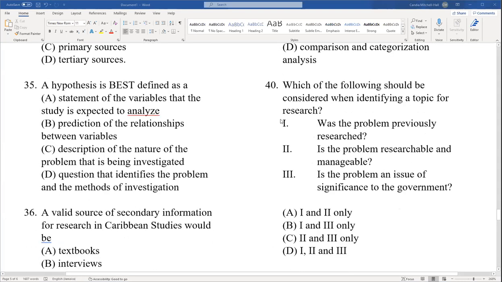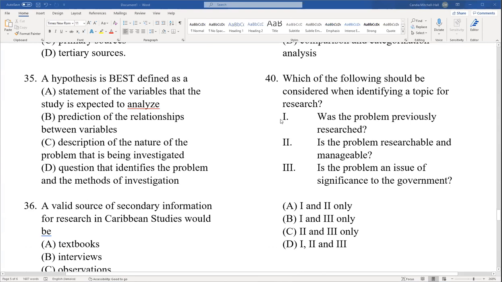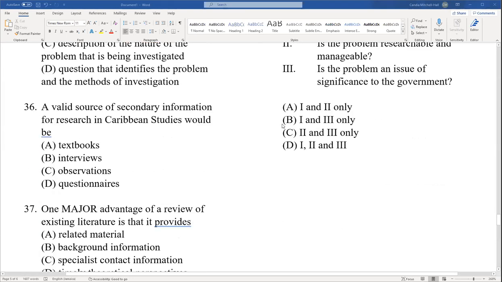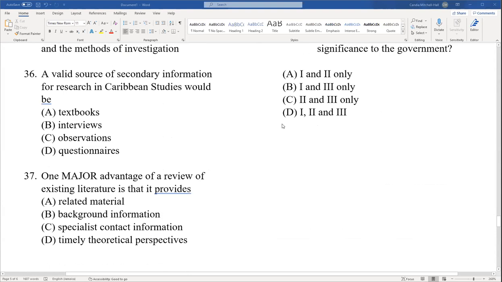A hypothesis is best defined as a? Which one is the answer, ladies? 35. Is it the prediction of the... Wait, let me read it properly. A prediction of the relationship between the variables. Correct. Answer is B. 36. Thank you very much, Richardson.